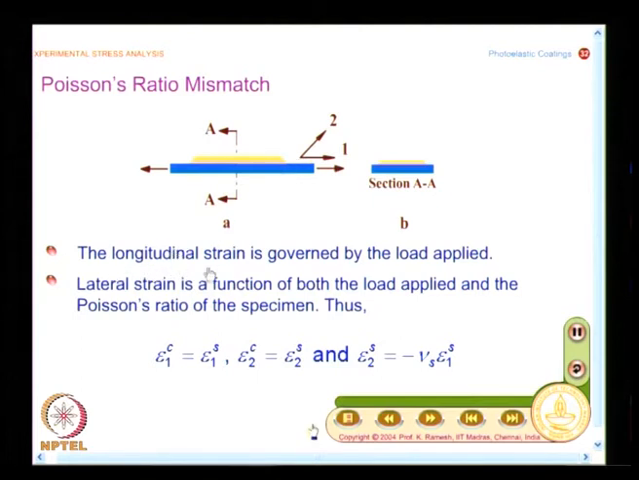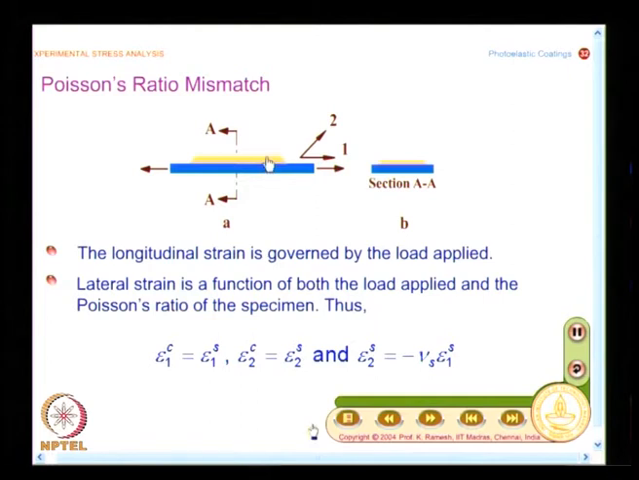So, the longitudinal strain is governed by the applied load, whereas the lateral strain is a function of both the load applied and the Poisson's ratio of the specimen. So, what I have here is epsilon 1 c equal to epsilon 1 s, there is no problem. And we have epsilon 2 c also equal to epsilon 2 s, because we assume that the bonding of the coating is very carefully done, so that whatever strains develop in the specimen are faithfully transmitted to the coating.